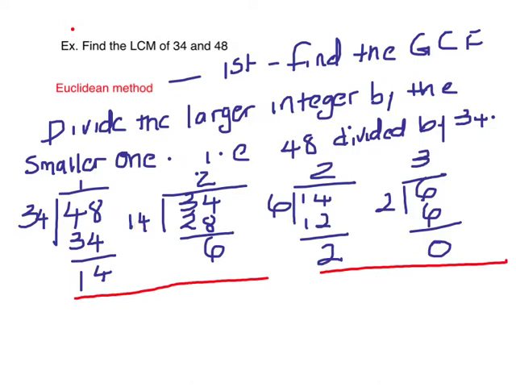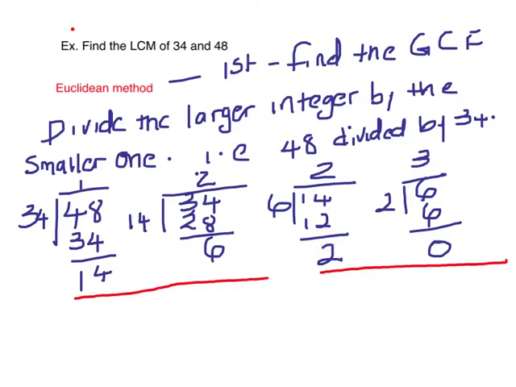Now you have 14 and 34. So divide 34 by 14. You get 2, that's 28. 34 minus 28, you get 6. Now you have 6 and 14. 14 is greater than 6, so you're going to divide 14 by 6. You get 2, that's 12. Subtract 12 from 14, you get 2.